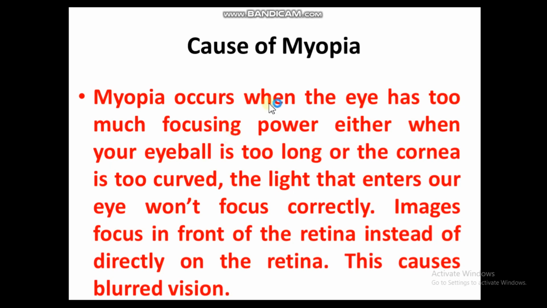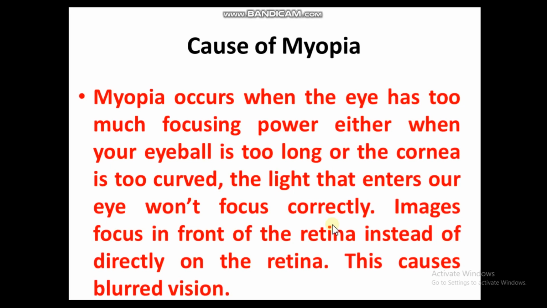They will focus the light rays excessively, and this happens when our eyeball becomes too long or the cornea is too curved, so the light that enters our eye won't focus correctly. The image focuses in front of the retina instead of directly on the retina. In the normal case, the image is formed on the retina, but in case of the myopic condition, the image will be formed in front of the retina, and this causes blurred vision.